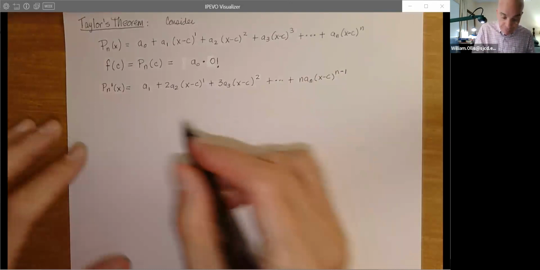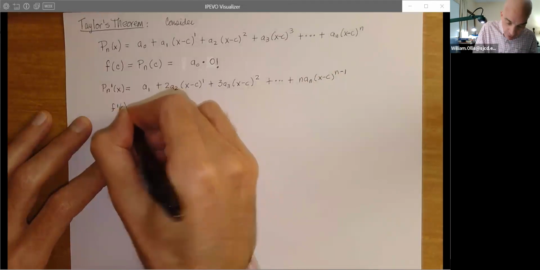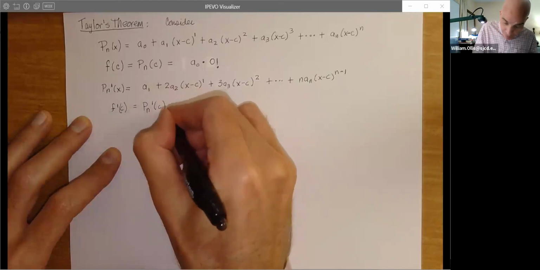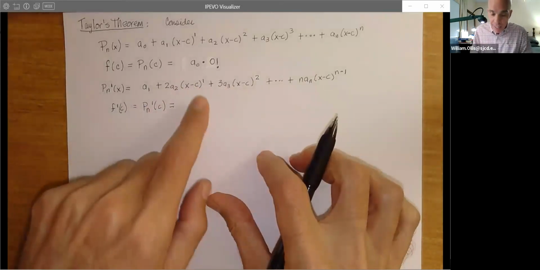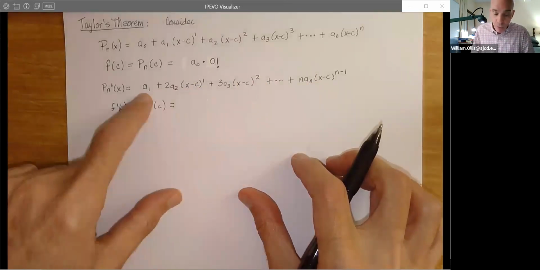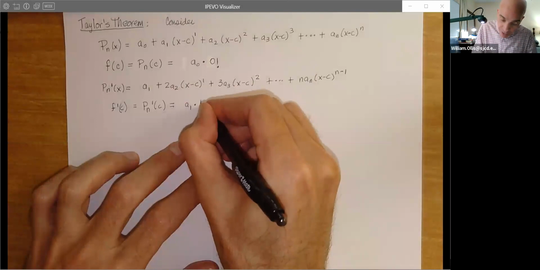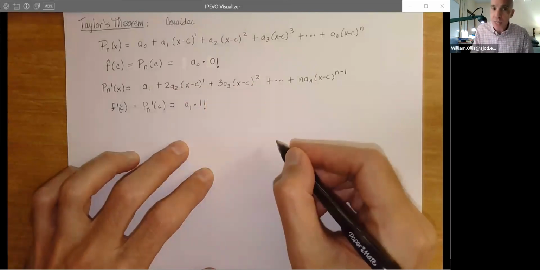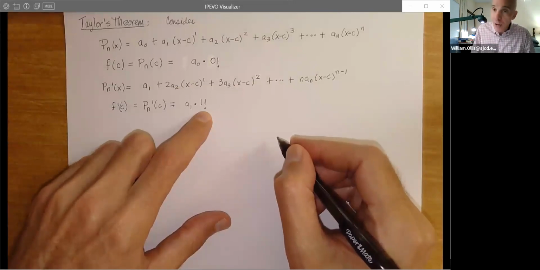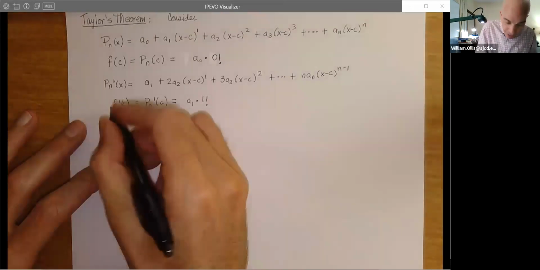Now we want agreement. So we want f prime of c to equal the derivative of the polynomial at c. But again, notice when we evaluate at c, all of these terms vanish because we just get c minus c. And then we're left with a sub 1. Now I'm going to do the same thing I did before. I'm just going to multiply by 1 factorial. You know, these formulas had factorials in them, so I'm going to go ahead and introduce them, even though now they just look like placeholders. 1 factorial, of course, is 1. So let's do this again. And now I think you'll see a pattern.